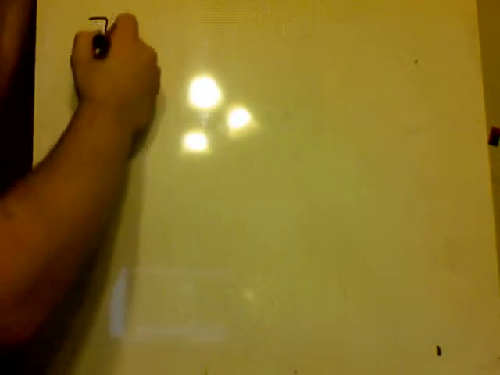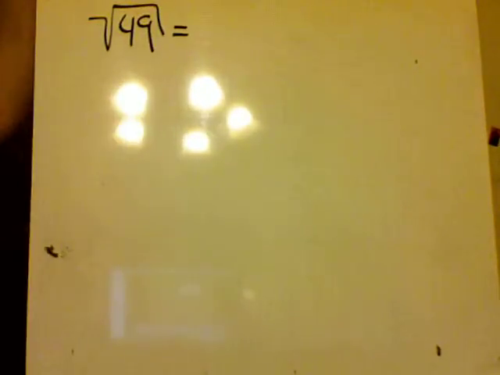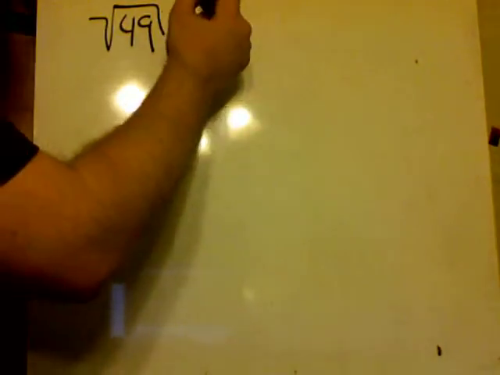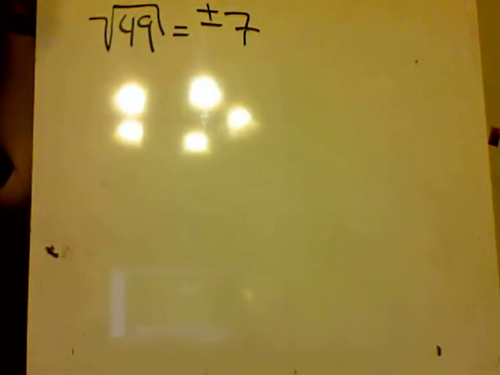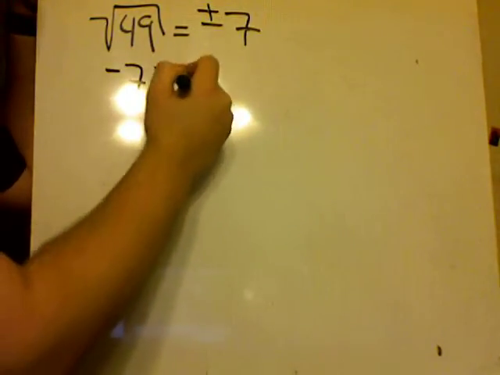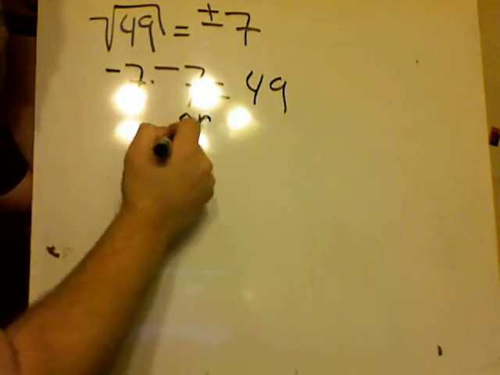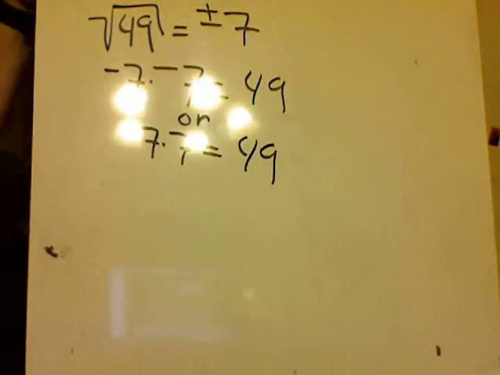When we take the square root of something, so we take the square root of 49, we're finding what number times itself is equal to 49. The answer is plus or minus 7. In other words, I could take negative 7 times negative 7 equals 49, or I could take positive 7 times positive 7, and that equals 49. They both work.